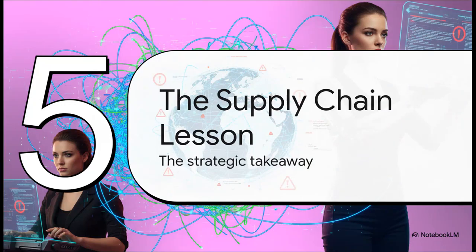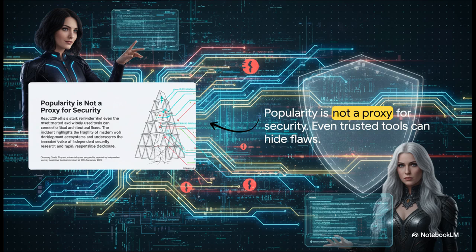Okay, let's zoom out for a moment. Beyond this immediate crisis, React2Shell offers a profound and, frankly, critical lesson about the nature of risk in the modern software supply chain. And this right here is the core strategic takeaway for every technology investor. Popularity is not a proxy for security. Just because a technology is dominant, just because it's trusted by millions, does not make it invulnerable. This incident shows just how fragile these complex software ecosystems our companies rely on really are. It proves the immense value of proactive, independent security management.